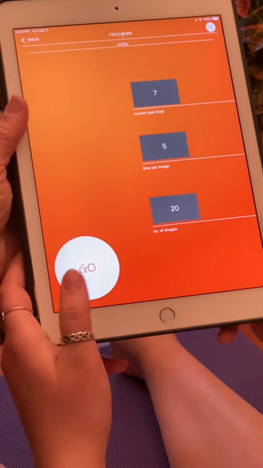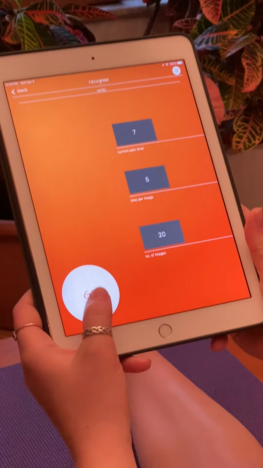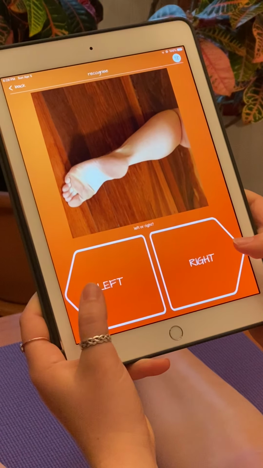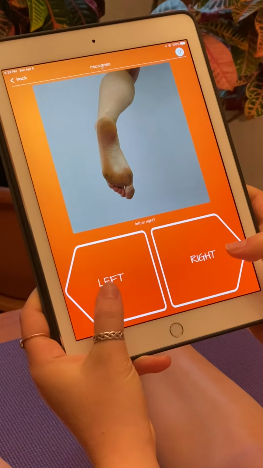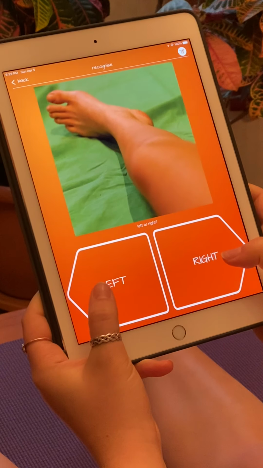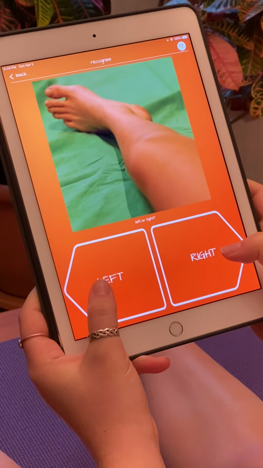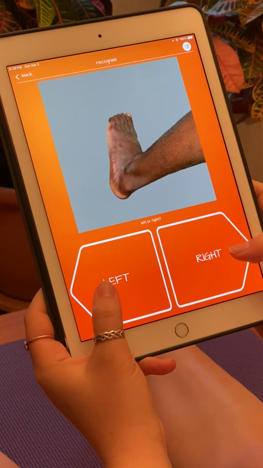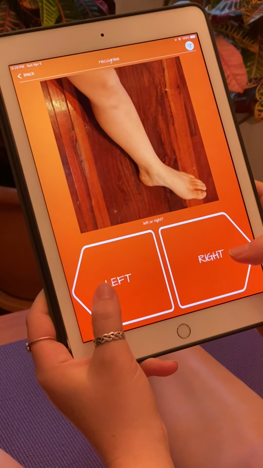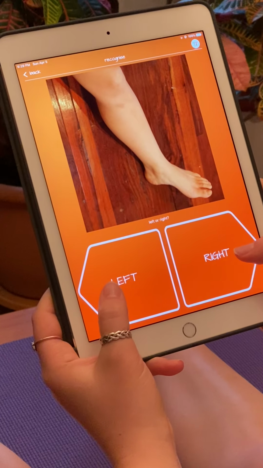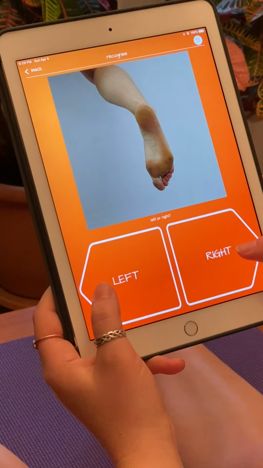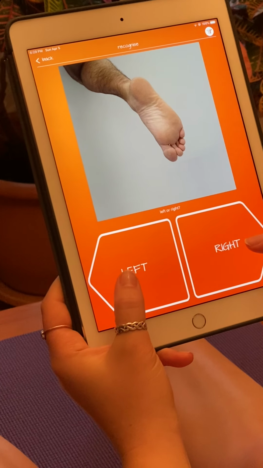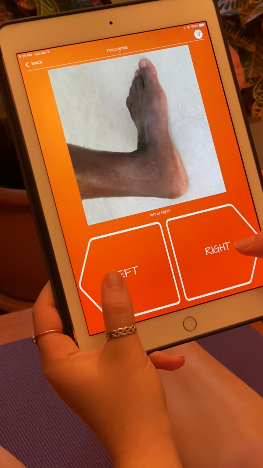I'm going to let our patient go ahead and do this. Go ahead. You also have to instruct them to not try to move their body, their head, or the device that they're doing this on, their phone, their iPad. They have to purely look at it and determine whether or not it's a right extremity or a left extremity.